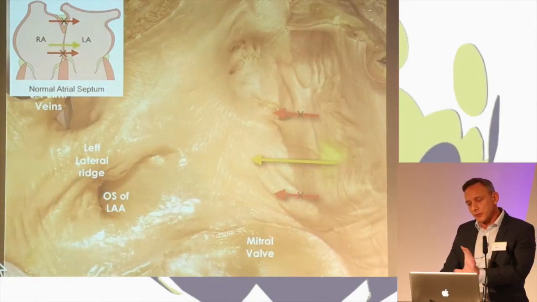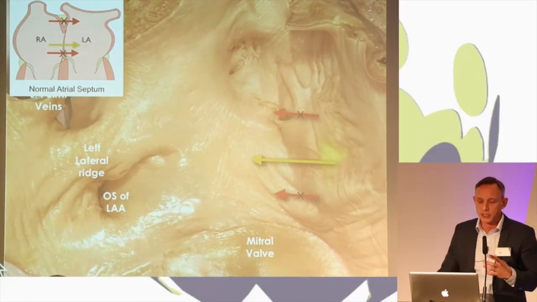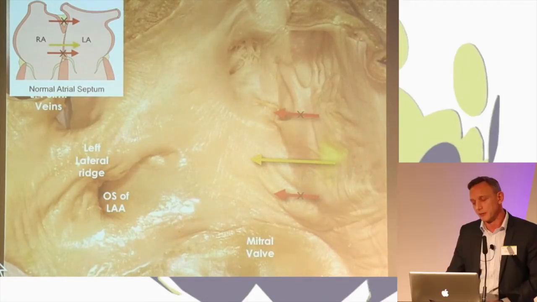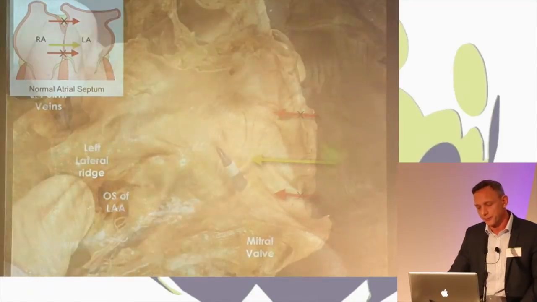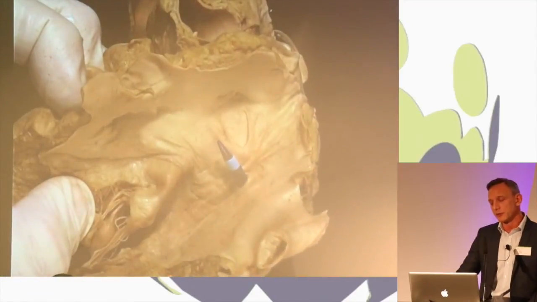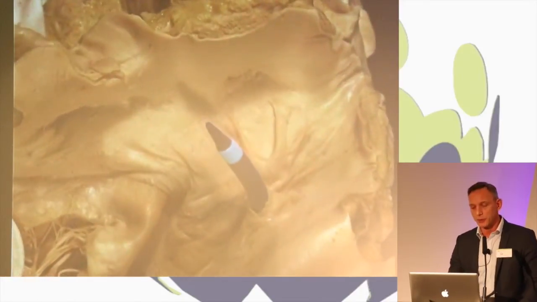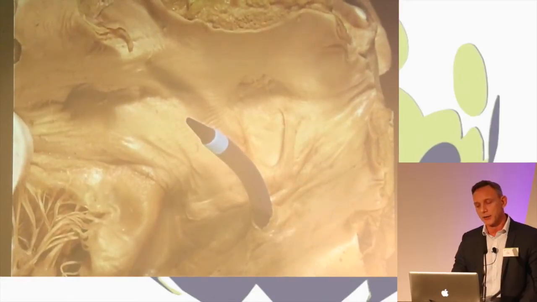So most of the time, I think the appendage is aligned, sits in the mid portion of the body of the left atrium and will be in correct alignment. Here's an example. We've perforated the atrial septum here inferiorly, and we're putting our sheath towards the left atrial appendage.